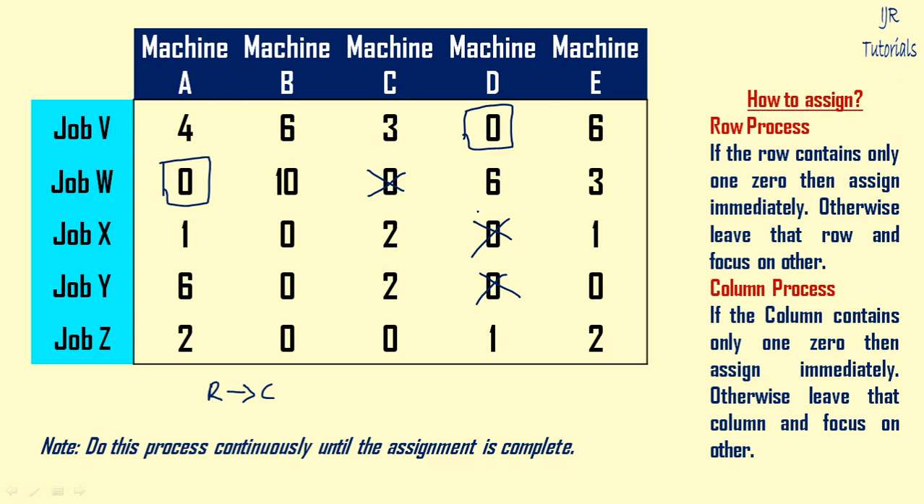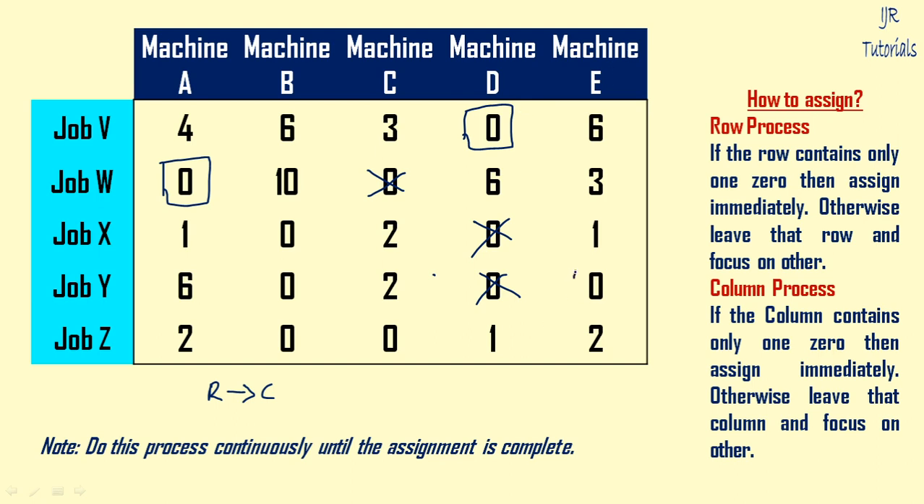Machine C. So what is the machine C here? Recently we struck this zero, but basically there are two zeros there. So we can assume that there are only two zeros. So leave that column for the time being pending. So machine B already assigned, this one is completed.